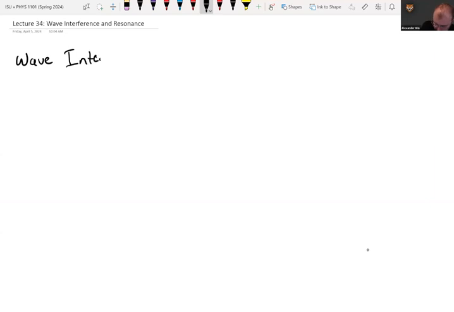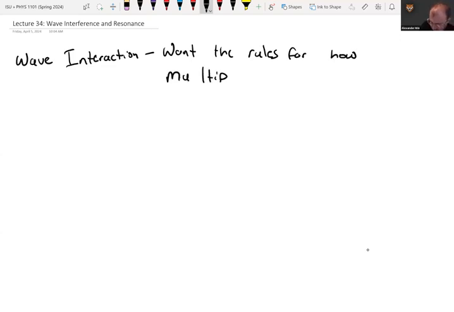Basically, what we want to know are the rules for how multiple waves combine. The idea is that in any given medium you can have multiple disturbances propagating through that medium, and the question is, how do these waves ultimately combine? The main principle we're going to be looking at is the one from which all of these other phenomena are derived.